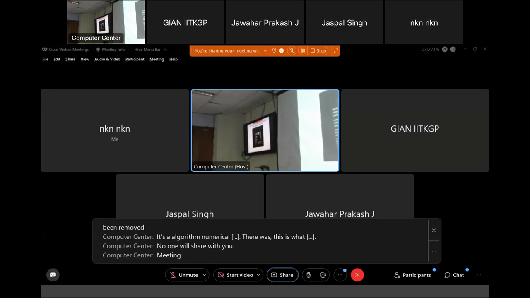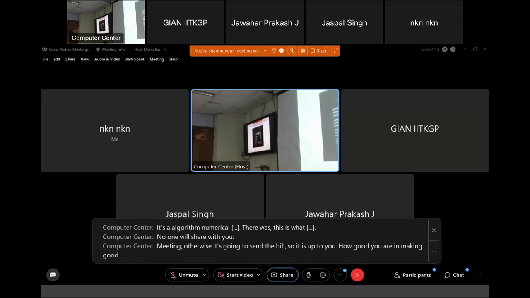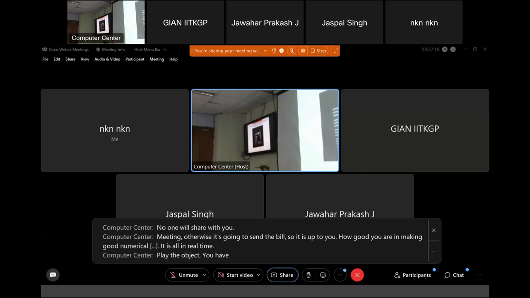Otherwise, the experimental setup is very easy. So it is up to you how good you are in making good numerical reconstruction. It is all in real time. You display the object, you have the image like a normal camera. It works with that speed. It's all 3D. A normal hologram.